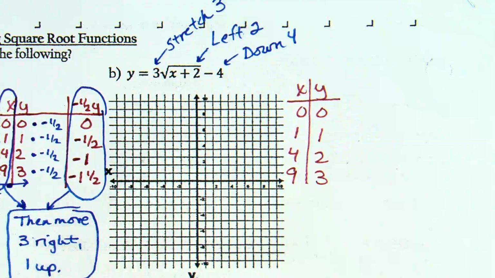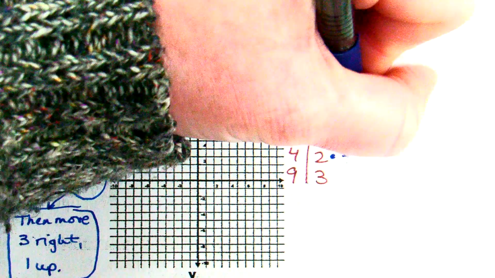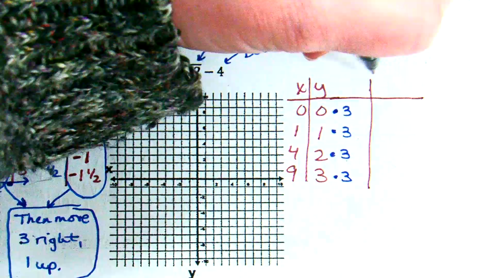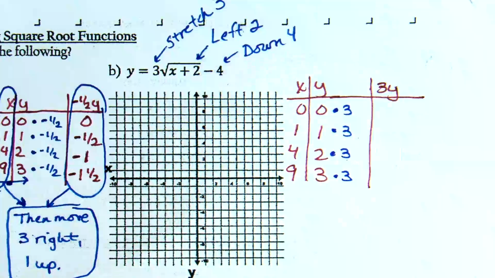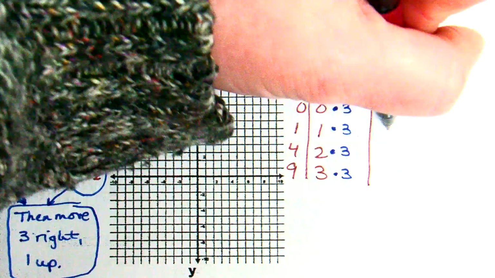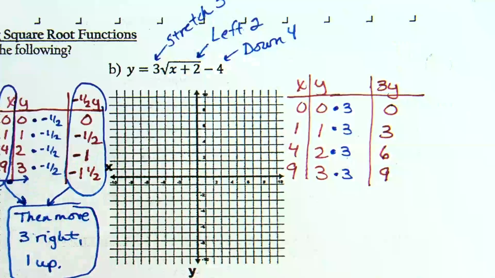Now, what does that stretch of 3 affect? Stretch is only going to affect the y's. So we're only going to take the y's and multiply them each by 3. What is 0 times 3? 0. 1 times 3? 3. 2 times 3? 6. 3 times 3? 9. So where are my new ordered pairs?